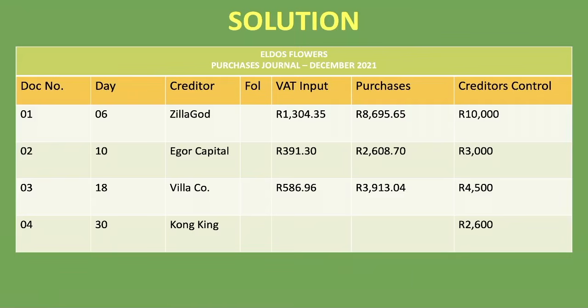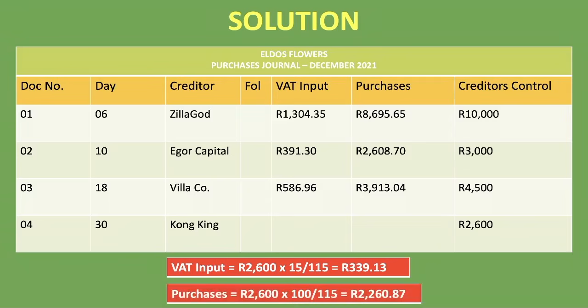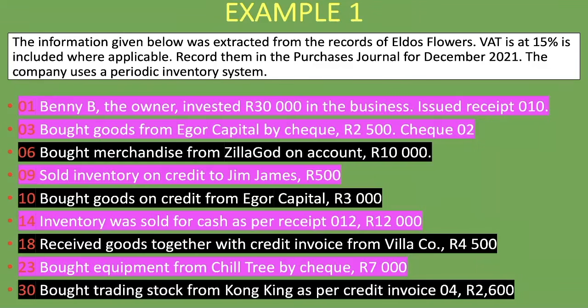Now let's calculate our VAT input. It's the 2,600 times 15 divided by 115, and gives us 339 rand 13 cents. And our purchases amount is 2,600 times 100 divided by 115, and gives us 2,260 rand 87 cents. So let's put them down and go back. And now that we've completed that one, let's highlight it in black.